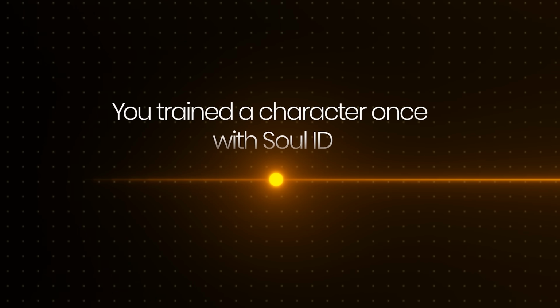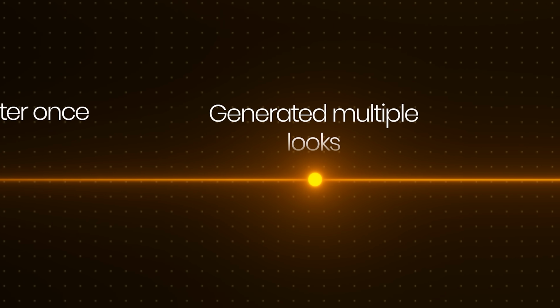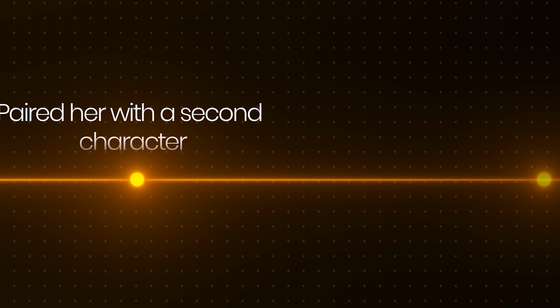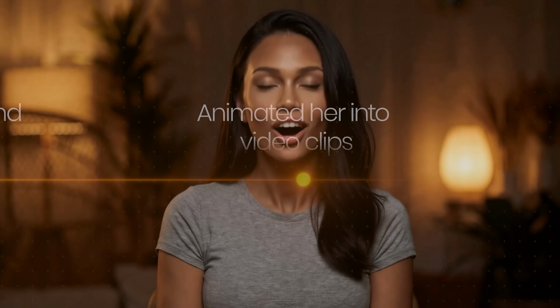This is the difference between making one-off AI images and actually building a repeatable content system around a character you own. And that's the entire workflow. You trained a character once with Soul ID, generated multiple looks in different outfits and environments, paired her with a second character across different scenes, and then animated her into video clips, all while keeping her face 100% consistent from start to finish. Honestly, this is the closest AI has ever gotten to solving the consistency problem.